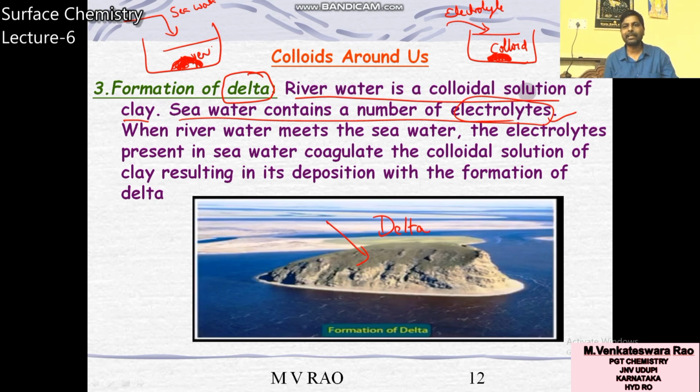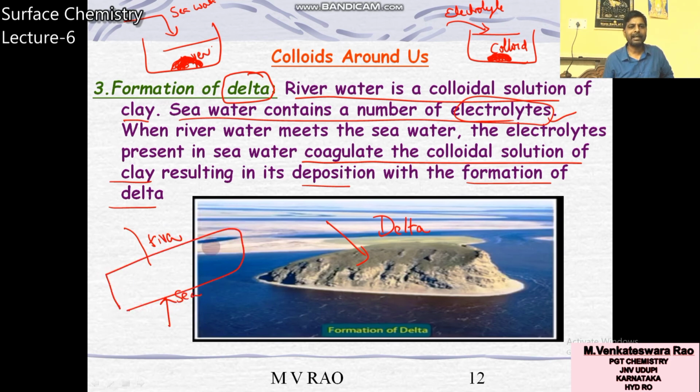River water is a colloidal solution of clay. Sea water contains a number of electrolytes. When river water meets the sea water, the electrolytes present in sea water coagulate the colloidal solution of clay, resulting in its deposition with the formation of delta. Wherever river water and sea water meet, you can find this type of delta because of coagulation.